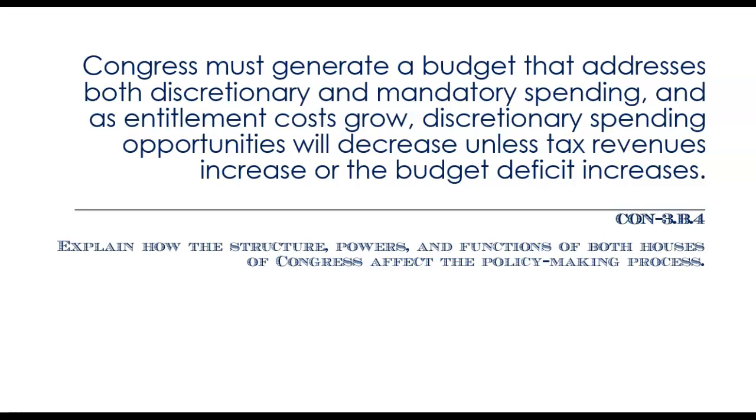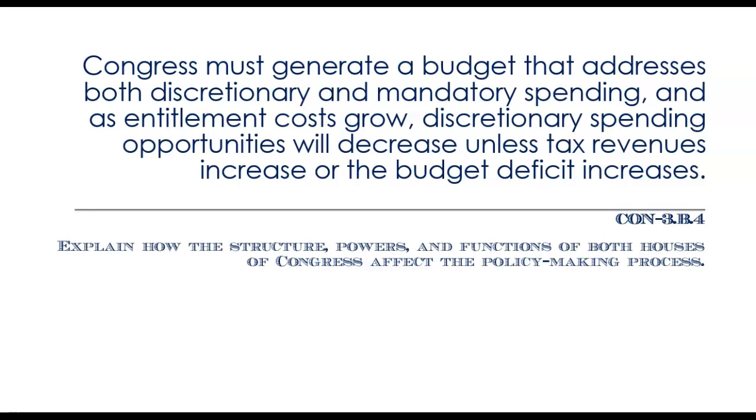Next thing we're going to talk about is that Congress must generate a budget that addresses both discretionary and mandatory spending. We talked about discretionary, where they can basically choose what the money's for. They can earmark it for certain things. Then you have mandatory, where the money has to go to certain things because bills that have been passed require it to do so.